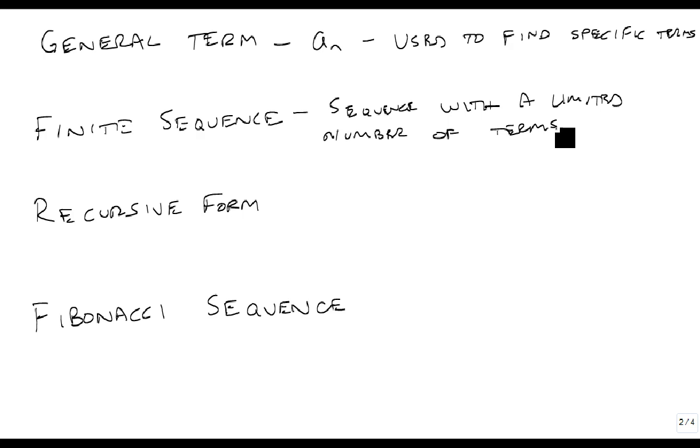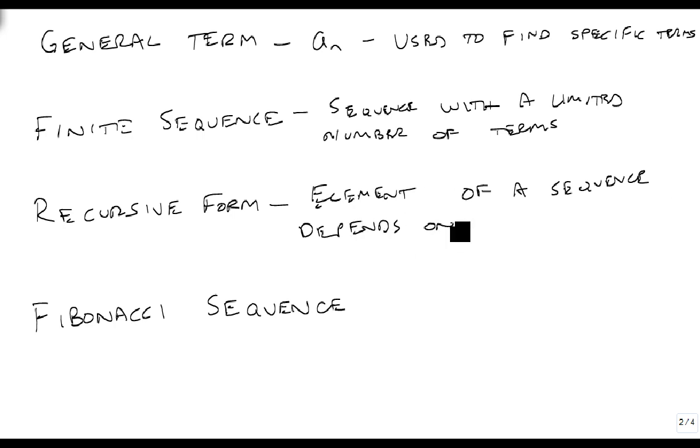The recursive form is when an element of a sequence depends on previous terms. That's an awful way to write element, let me rewrite that. So the element of a sequence depends on previous terms. So in order to know the next one, you have to know the current one, and so on and so forth.